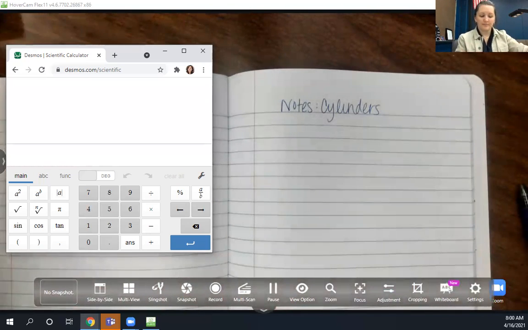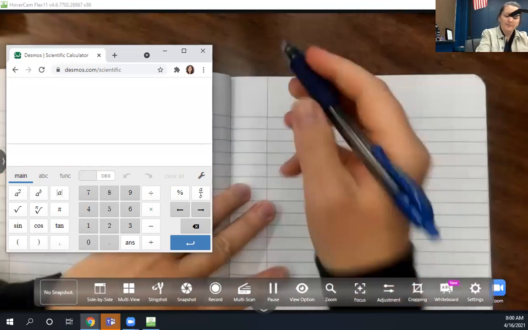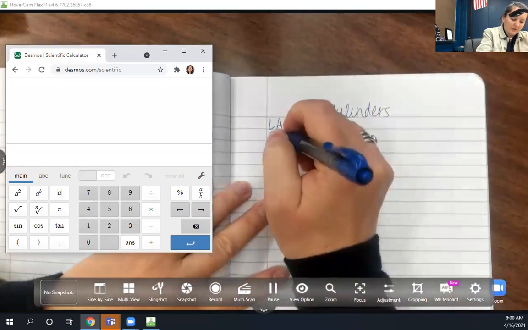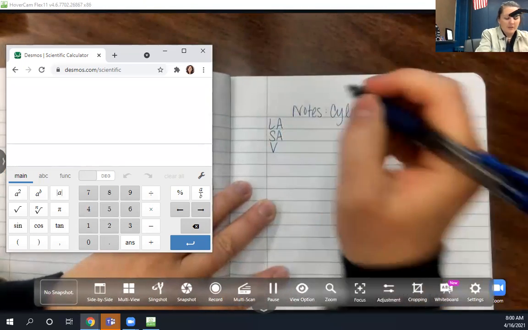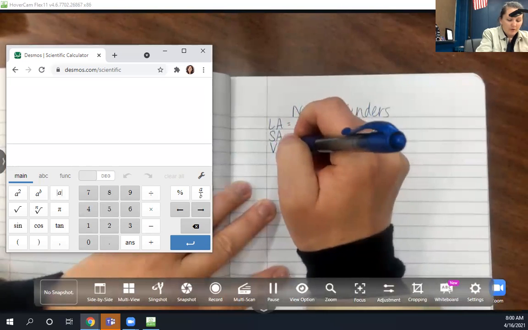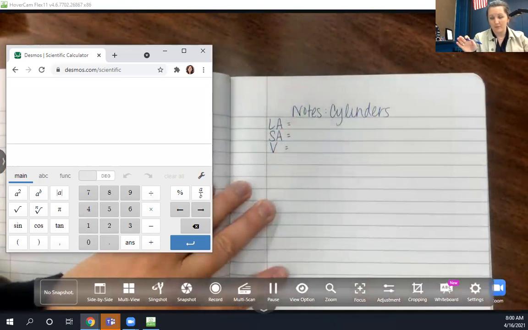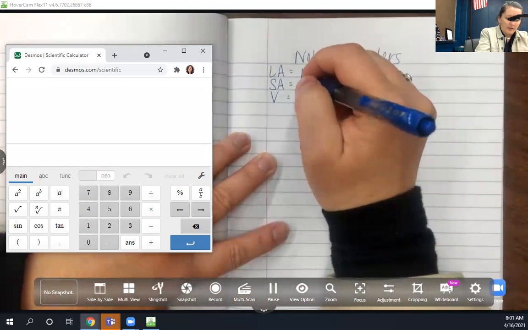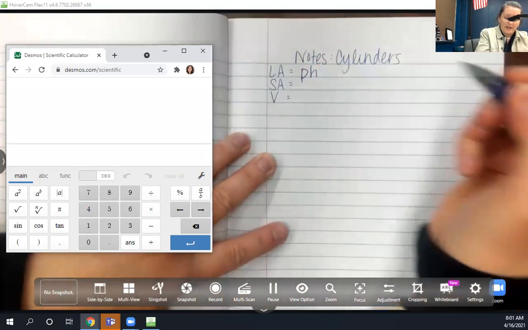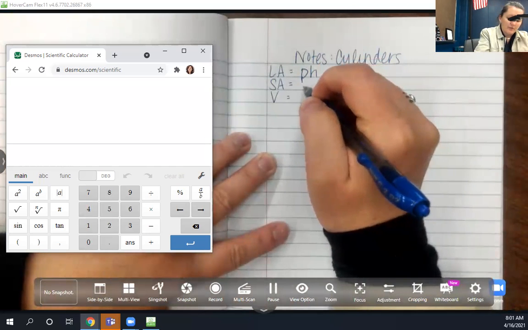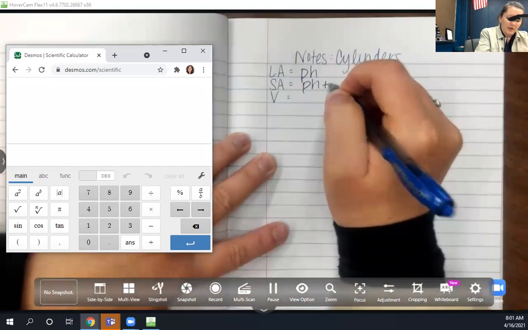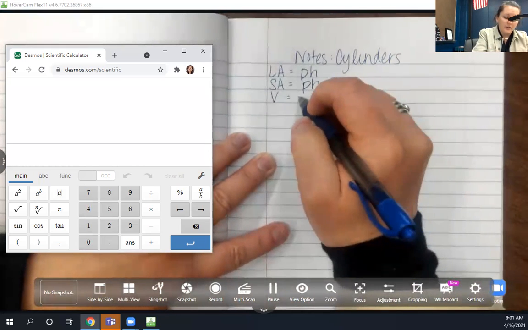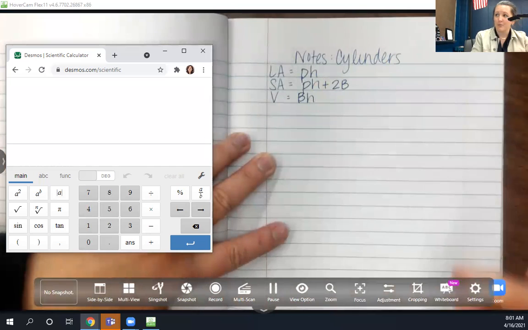So here's what we'll talk about with cylinders. We're talking about lateral area, right? And surface area and volume. So lateral area, surface area, and volume are all the same for prisms. In this case, your lateral area is the perimeter of your base times your height, right? And the surface area is the perimeter of your base times your height plus twice your base areas. We've seen those before. And then your volume is your big base area times your height.